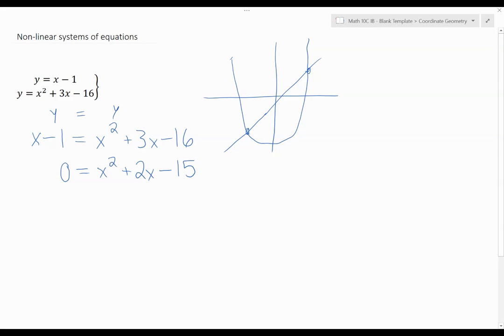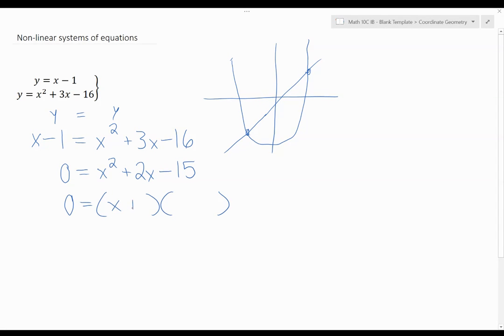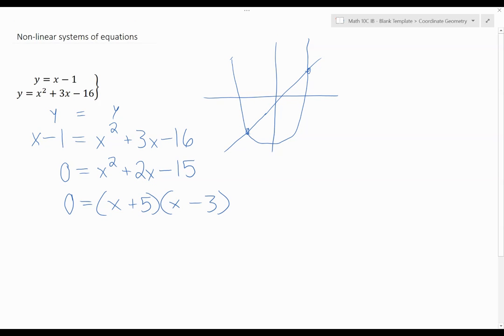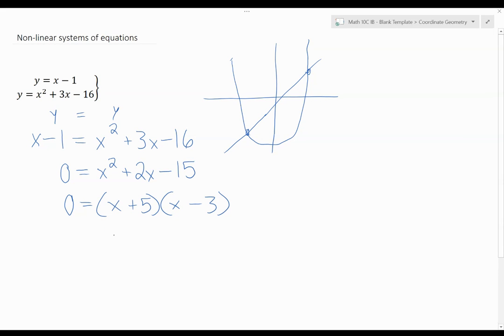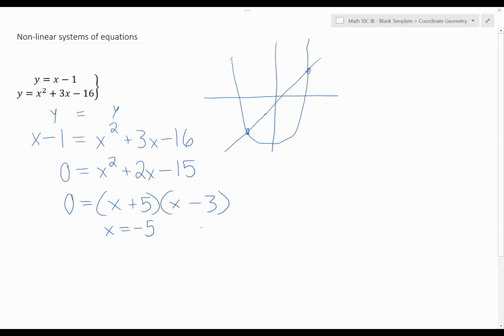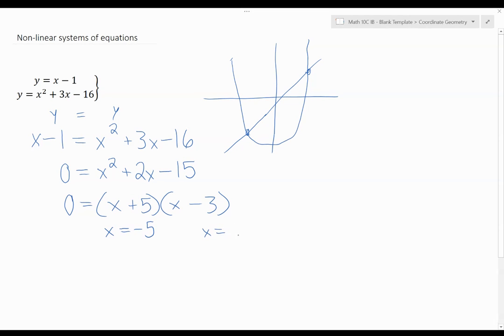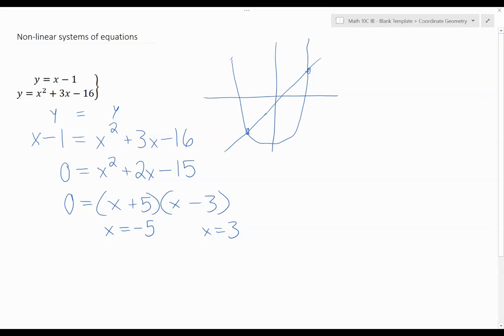This is now a factorable quadratic. So to express this as factors, the factors are going to be x plus 5 and x minus 3. Which means that in order for this product to equal 0, either one of the two factors has to equal 0. So either x equals negative 5, which would make x plus 5 equal 0, or x equals 3, which would make x minus 3 equal 0.